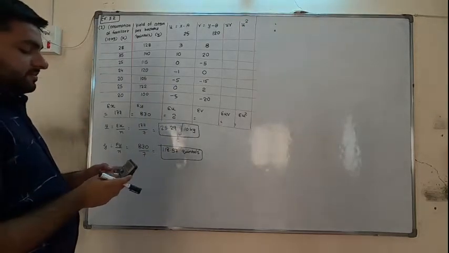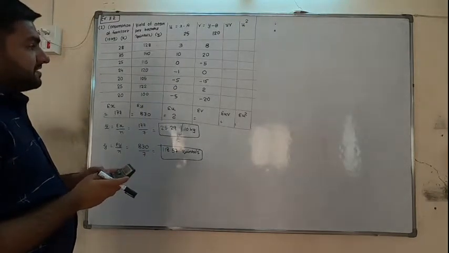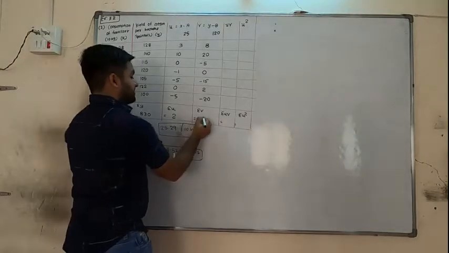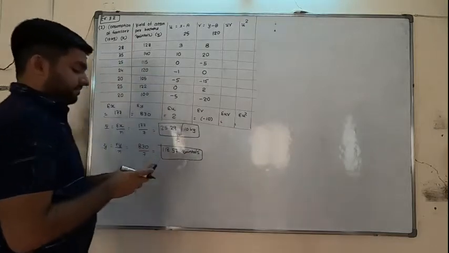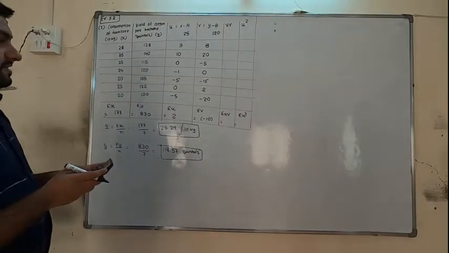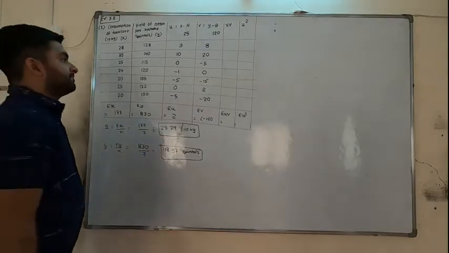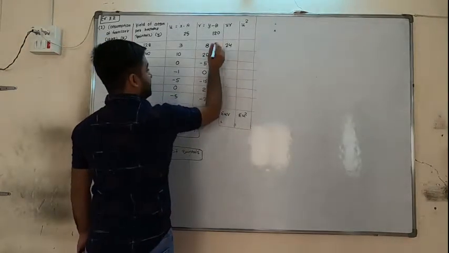So 8 plus 20 minus 5 minus 15 plus 2 minus 20. It's minus 10. 8, 20 minus 5 minus 15 plus 2 minus 20. It's minus 10.